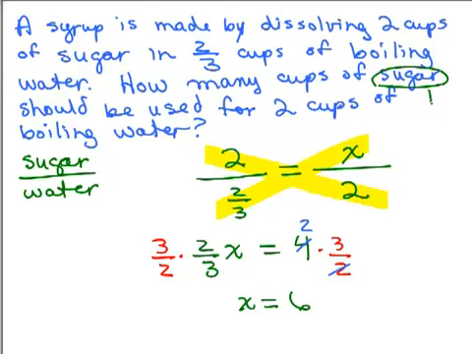For the sugar we're going to use, we set it up using the variable x. And so the question is how many cups of sugar should be used? So use 6 cups of sugar.